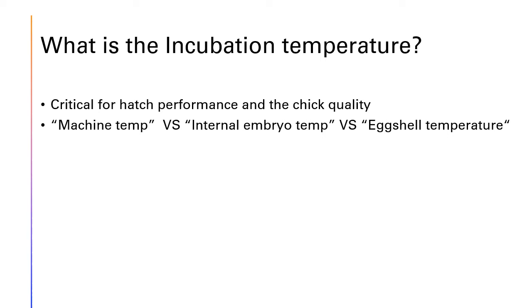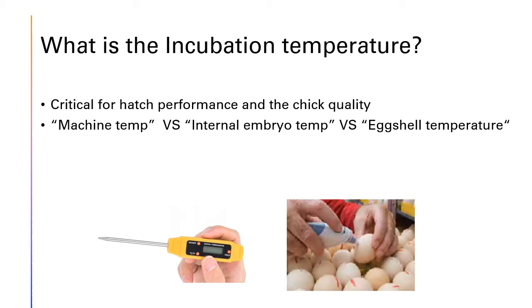What we see on the screen of the machine is the external air temperature. The temperature inside of the egg that the embryo actually experiences is known as incubation temperature. However, measuring the internal egg temperature is destructive. Because of this, the eggshell temperature is widely used, is non-invasive, and closely indicates the internal egg temperature. A medical infrared thermometer is commonly used for measuring the actual temperature because of its accuracy and convenience.